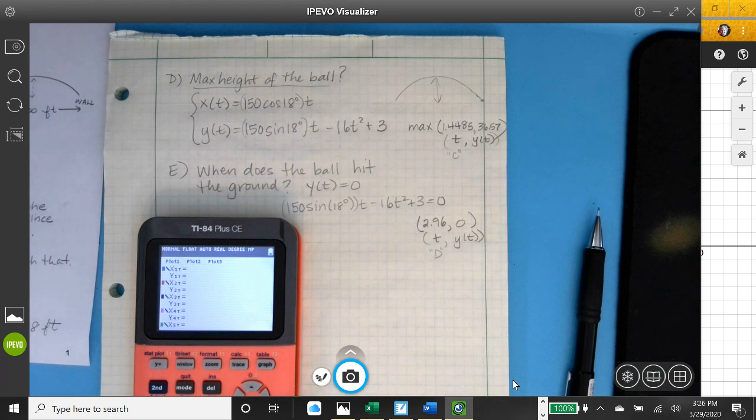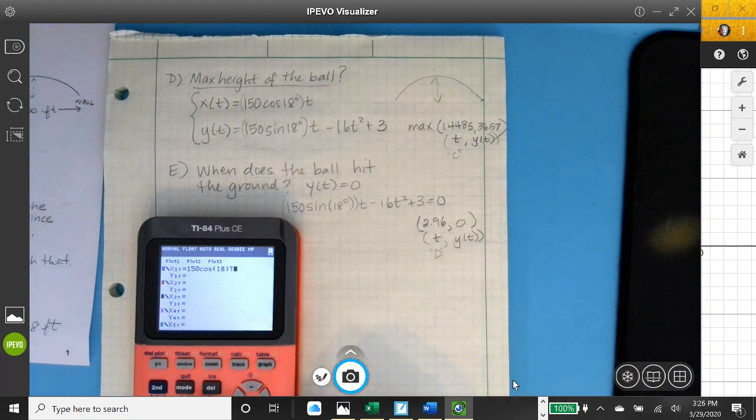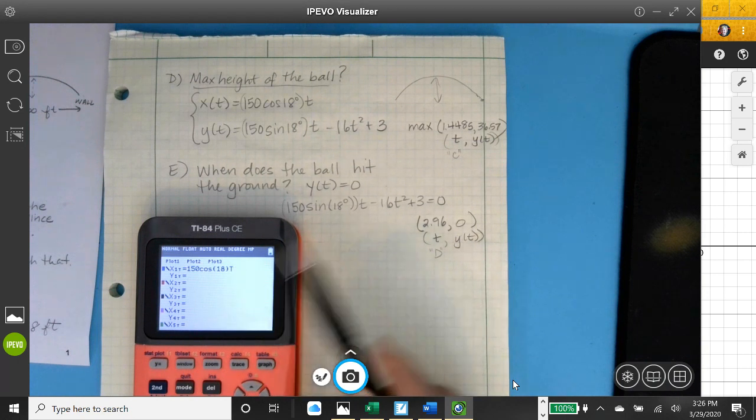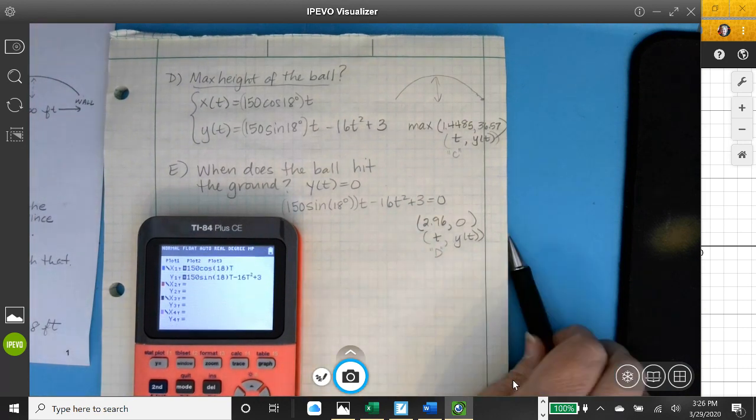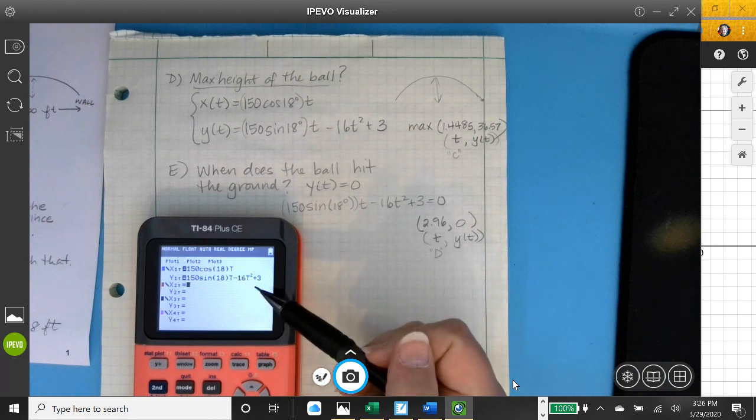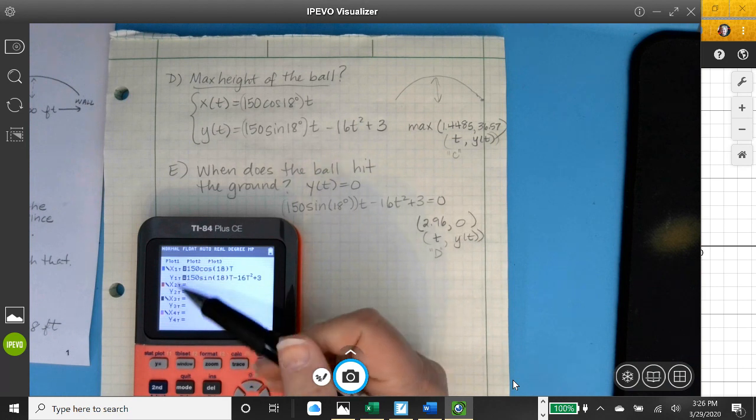So let's do that. We type that in, we get 150 cosine of 18 x. Now when I type in t in parametric mode, I get a t, which is nice. All right, then we're going to say 150 times the sine of 18 degrees times t minus 16 t squared plus 3. So now I have my horizontal component, my vertical component in parametric mode into the graphing part of my calculator.